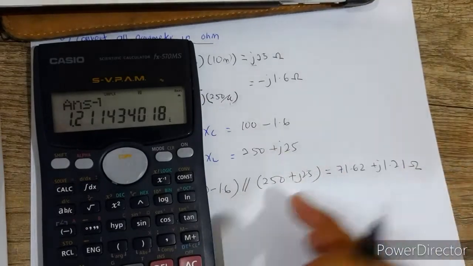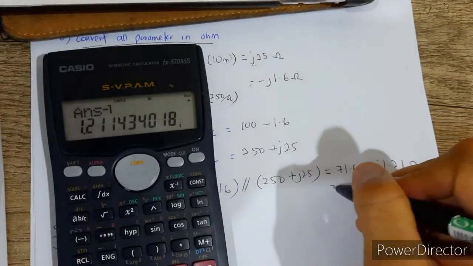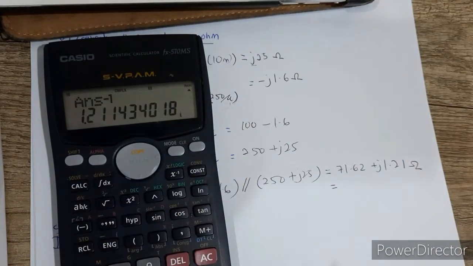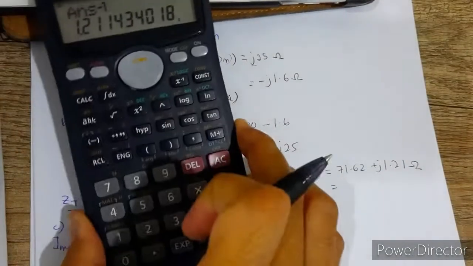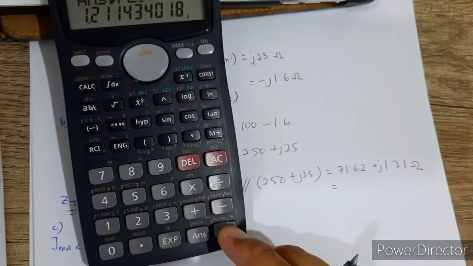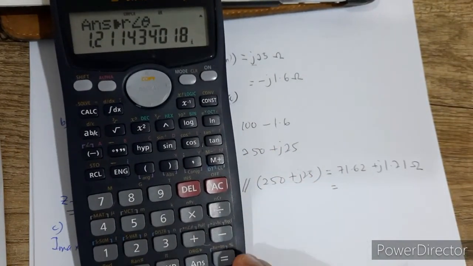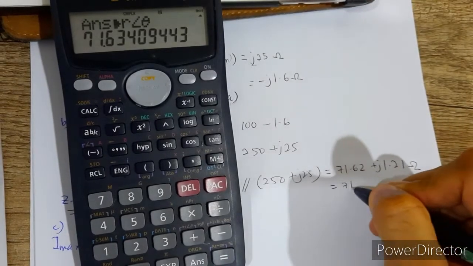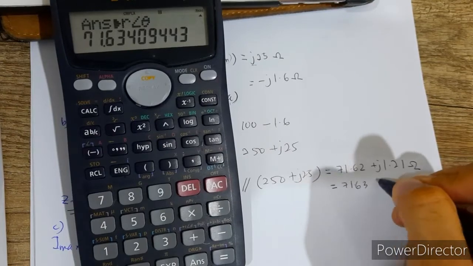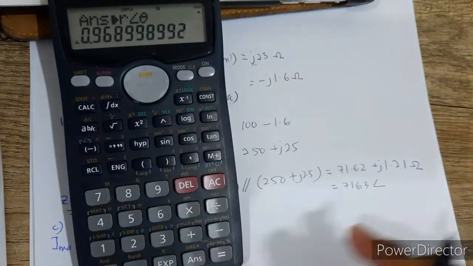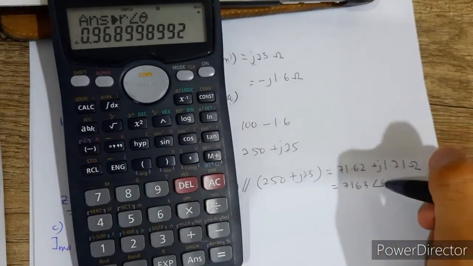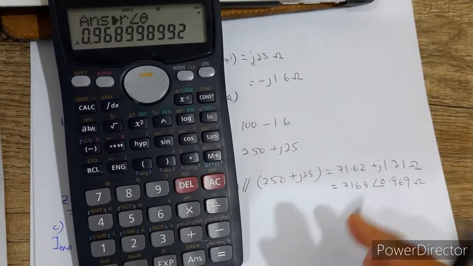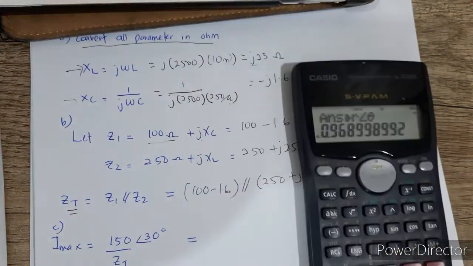So in this chapter, better you convert in terms of magnitude and angle. So shift, and then you plus shift plus, and then press equals, so 71.63 angle of 0.969 ohm. So this is the answer for Z total.